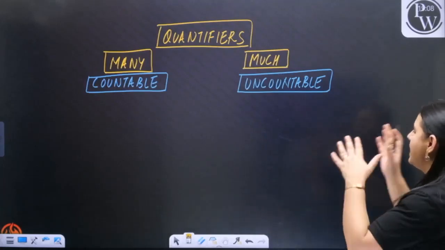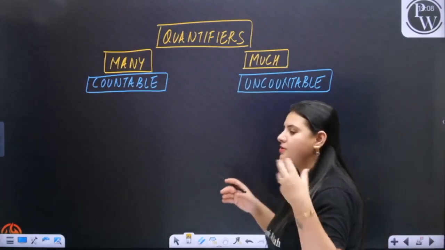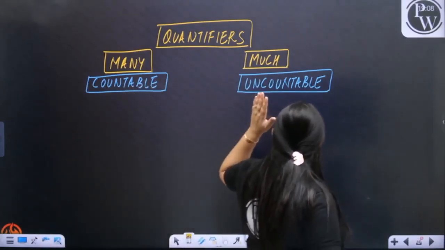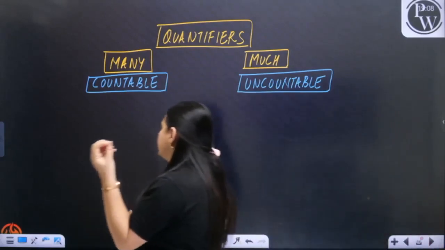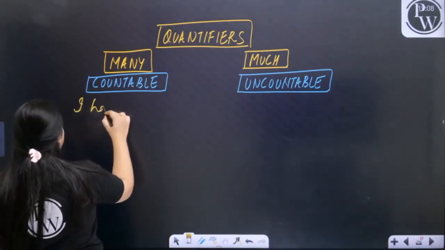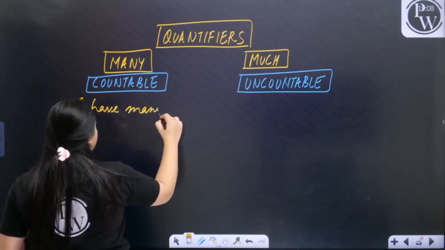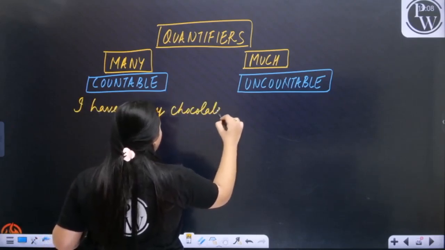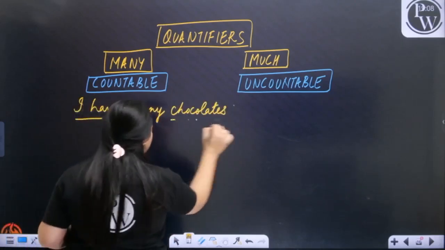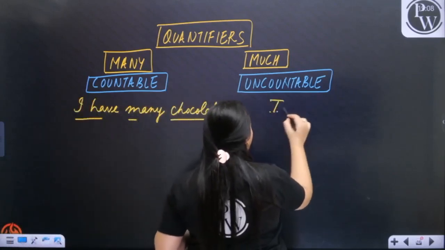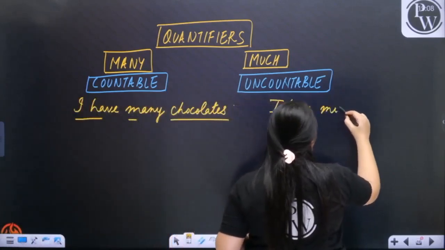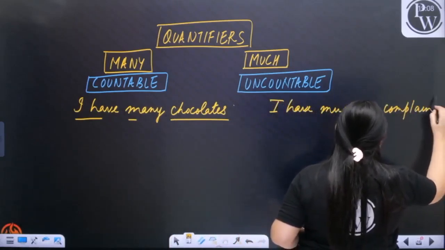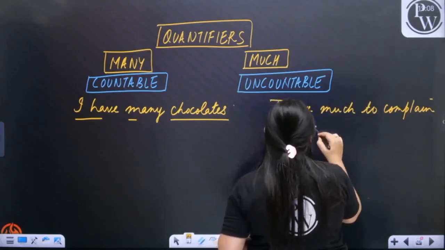Further, many and much. Now, as I told you, there is a huge difference between many and much, because many is used with countable things and much is used with uncountable things. I have many chocolates. I have much to complain about her.